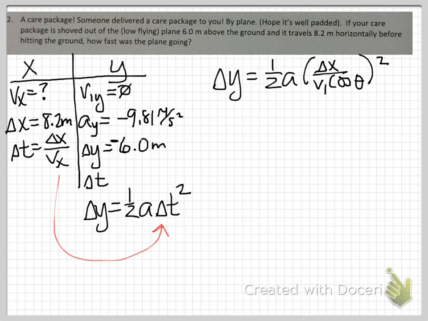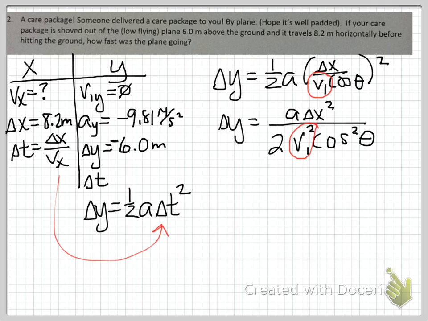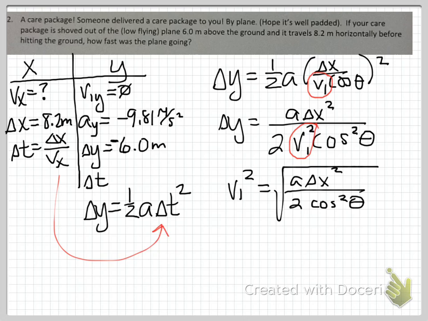Now, we'll do a little bit of algebraic magic, because of course, in the end, we're solving for vi. So we now have delta y equals a delta x squared over 2 vi squared cosine squared theta. Our next step is working towards isolating vi. No matter how you do it algebraically, you want this vi to end up over here. So you can multiply both sides by vi squared, or multiply both sides by 2 cosine squared theta. Okay, we've got vi squared isolated, so of course to solve for vi, which is vix, we just take the square root of this, which eliminates that exponent.